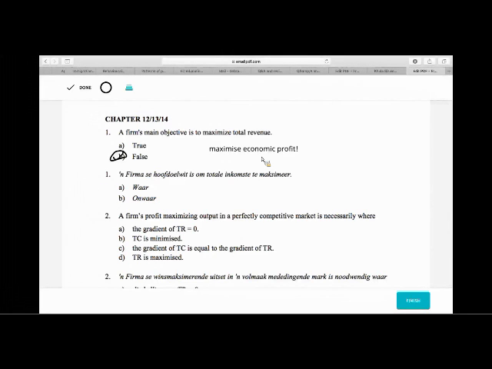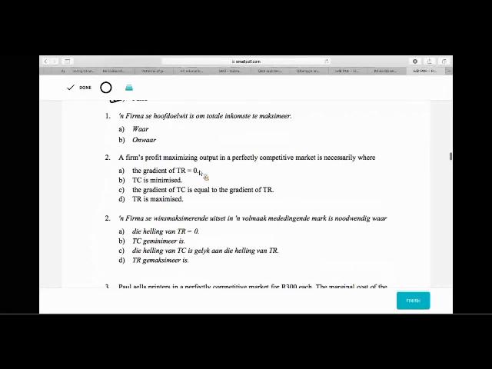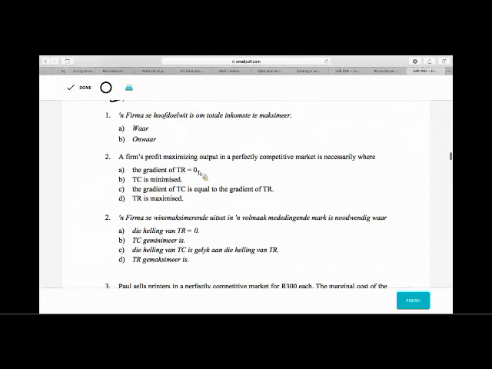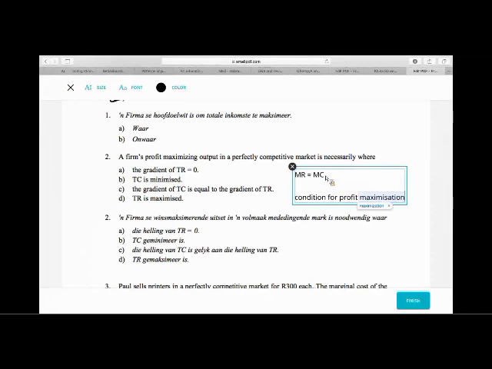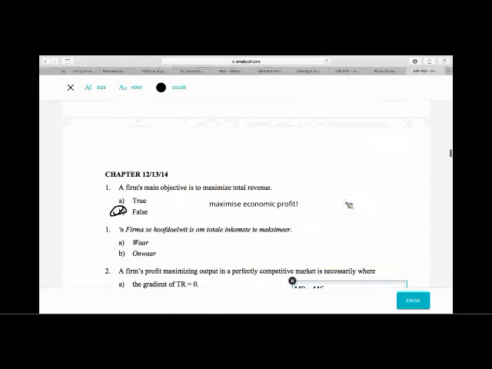How does a firm decide on an output that maximizes its profit? I'm sure most of you who have been studying are eating, sleeping, breathing MR equals MC. So MR equals MC is the condition for profit maximization. If you produce where MR equals MC, you will profit maximize. The reason why this is the case is because of a little picture they have in your textbook. So I'm going to draw it quite roughly here.